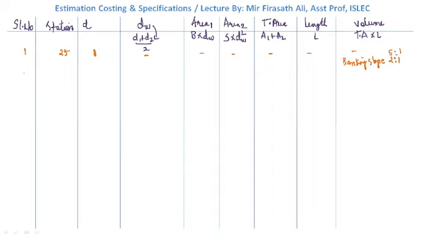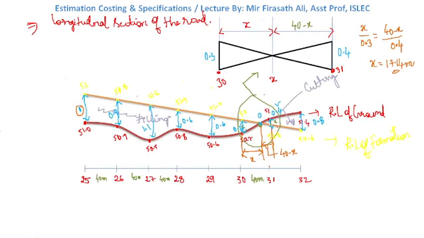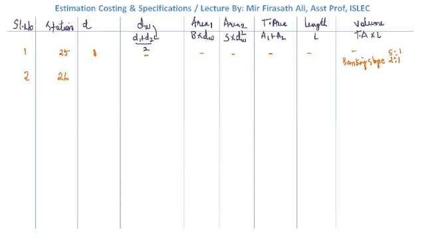Now serial number 2. The next station is station 26. What is the depth of station 26? 0.9. Write it over here. And now average depth: 1 plus 0.9 divided by 2. How much is it? 0.95. Okay.